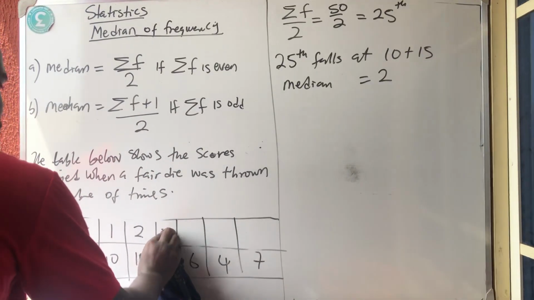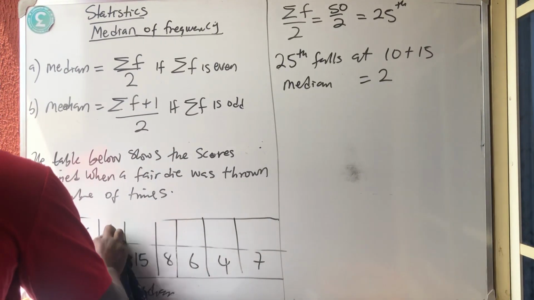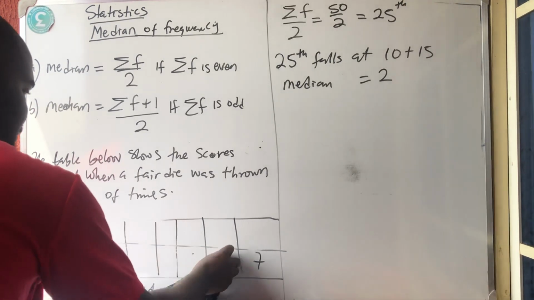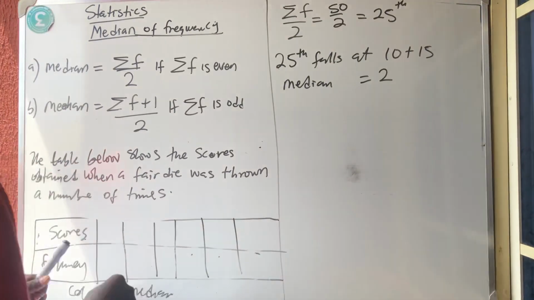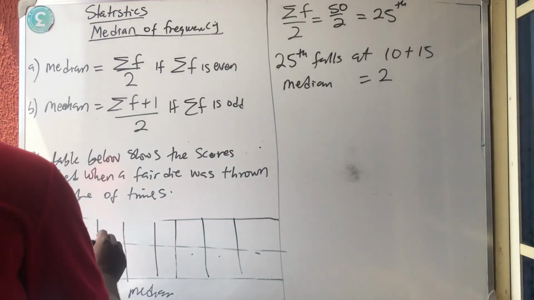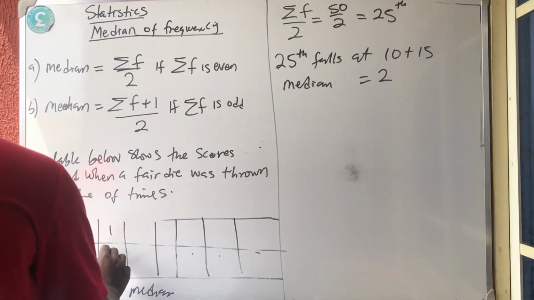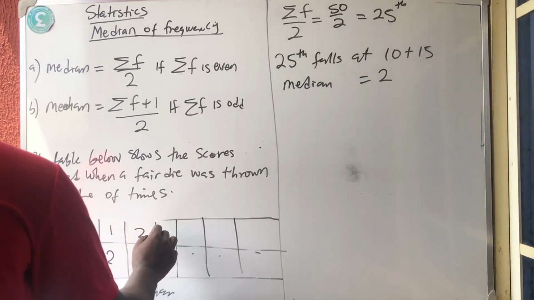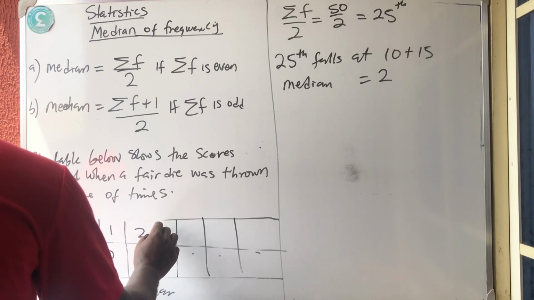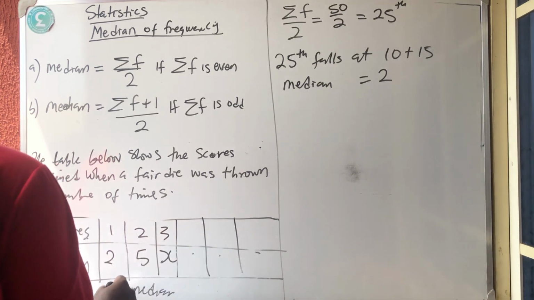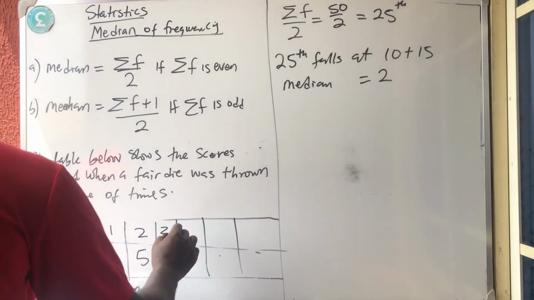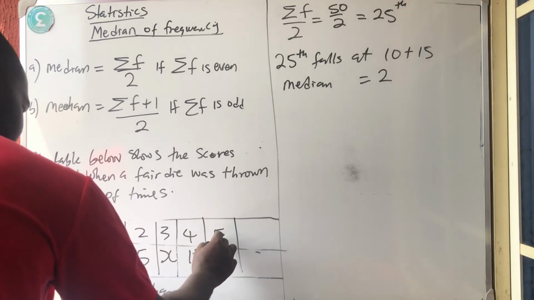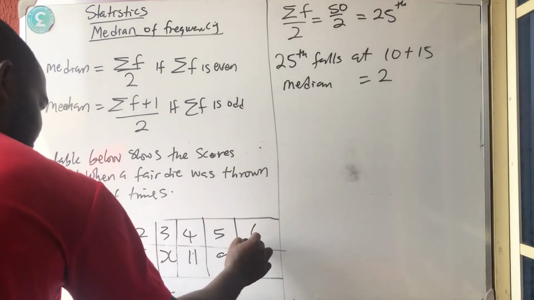Frequency is only helping us to get the median, but the median is gotten from my x, and not from my f. But f will help us to get it. So they say that when 1 is thrown, we got it 2 times. 2 gave us 5. 3 gave us x. 4 gave us 11. 5 gave us 9. And 6 gave us 10.